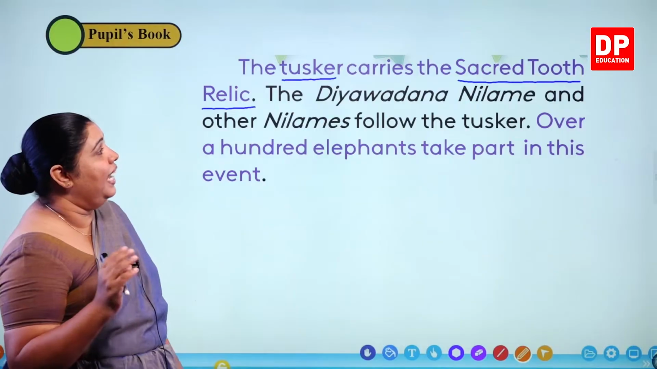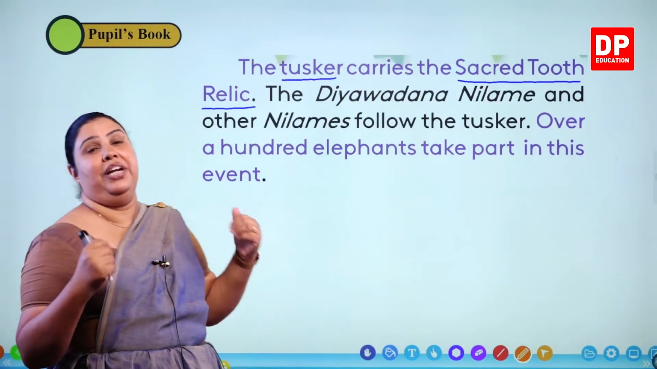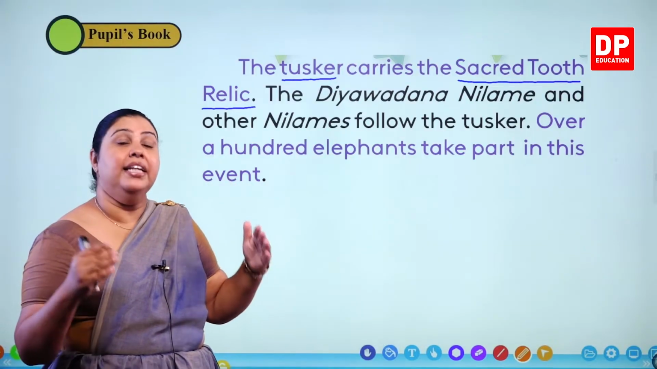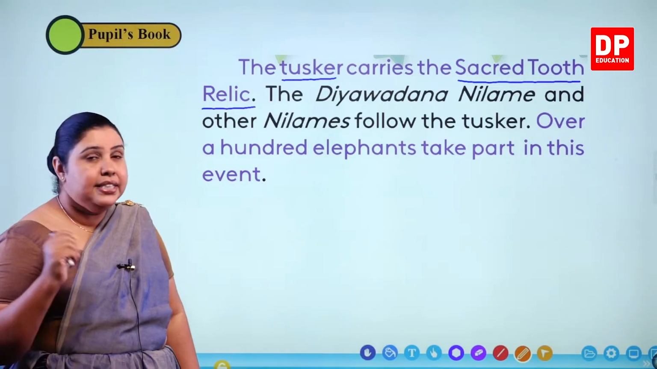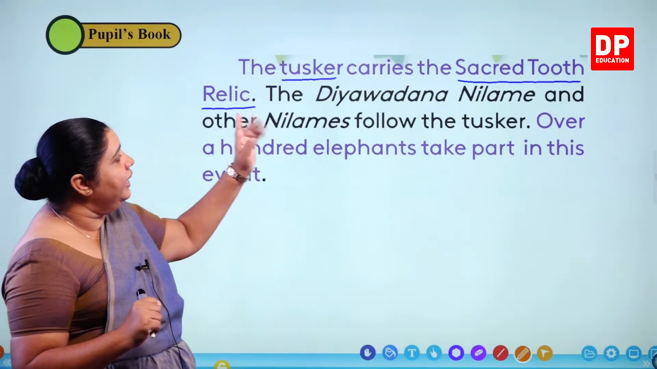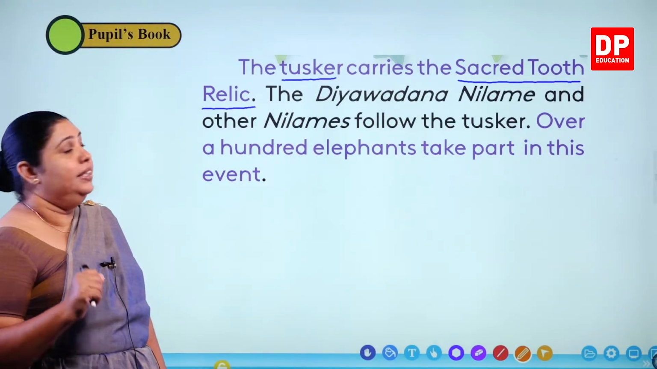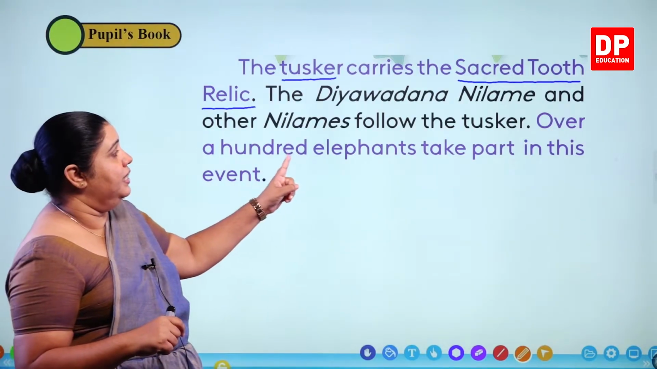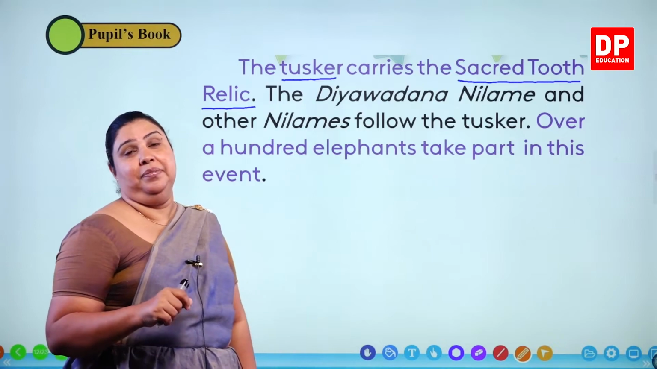The tusker carries the sacred tooth relic. Now you have to learn this. Sacred tooth relic. Okay? Then the Diyavadana Nilame and other Nilames follow the tusker.